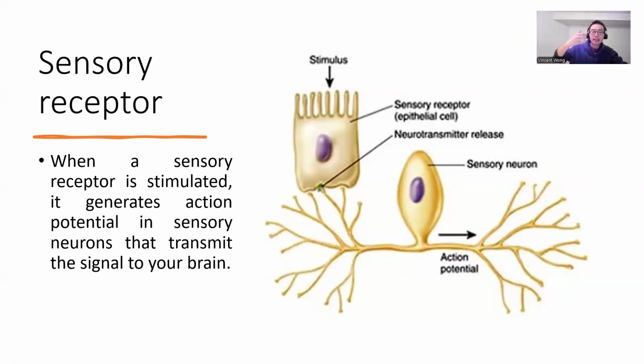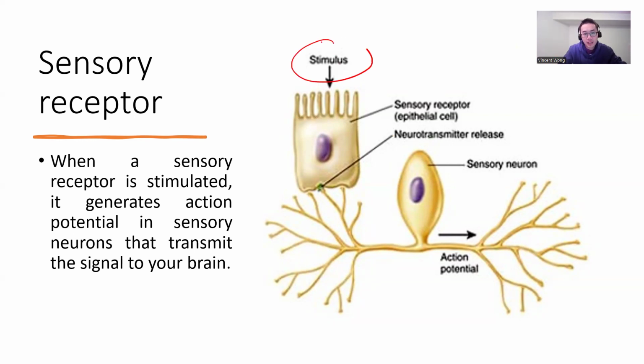Like the photoreceptors in the eyes are only going to be responding to light. It will have nothing to do with pressure, for example. And the ones that detect temperature will only be triggered by cold or hot, but not by chemicals, right? So they're kind of restricted to the kind of stimulation that they can detect.